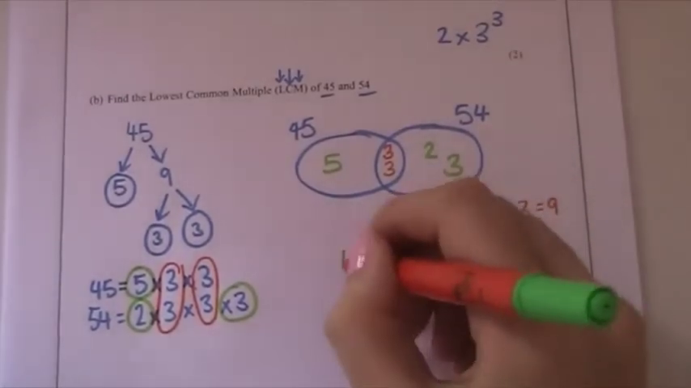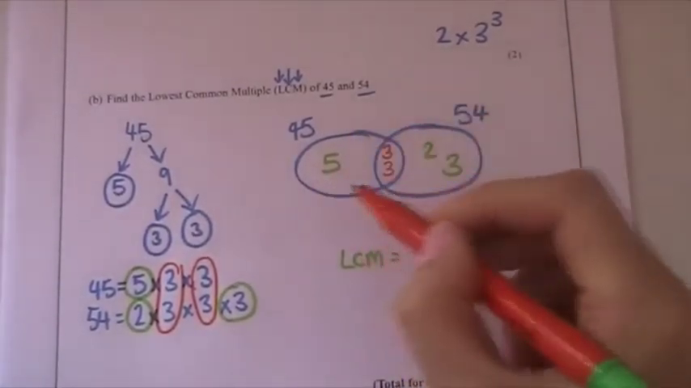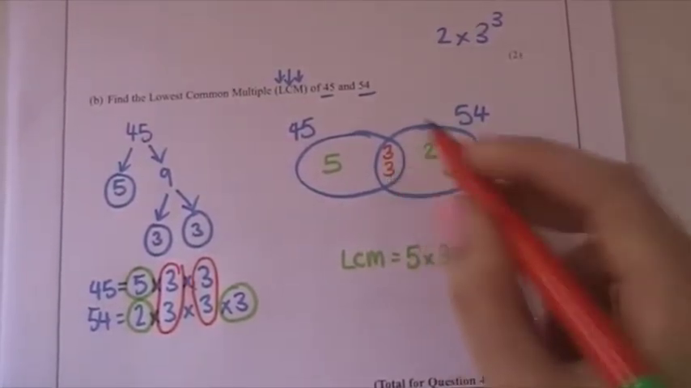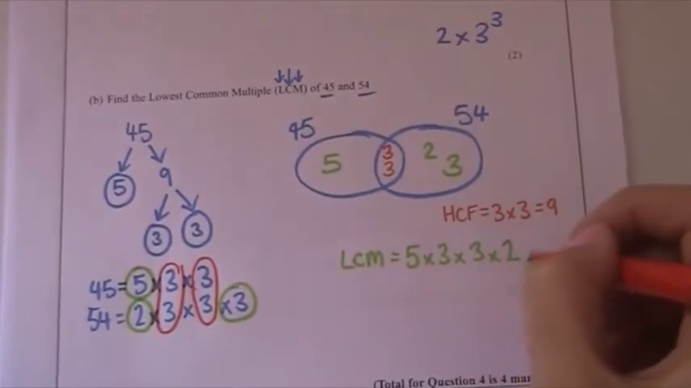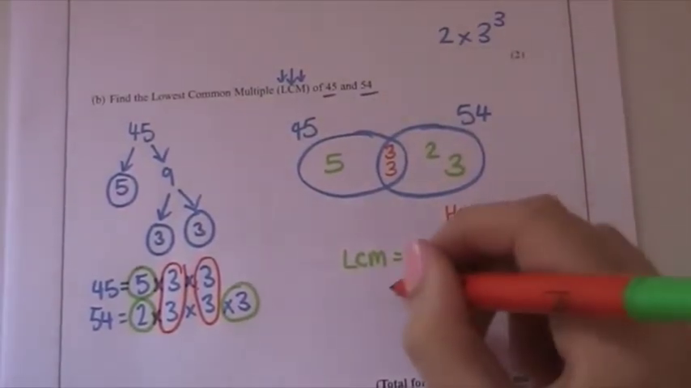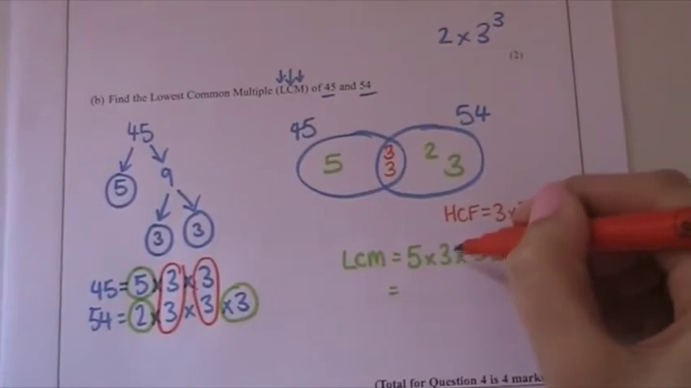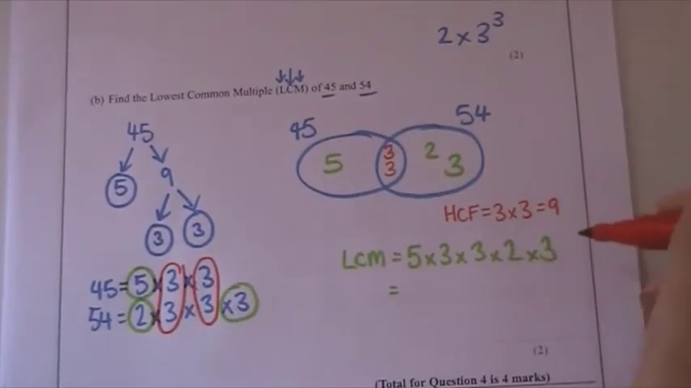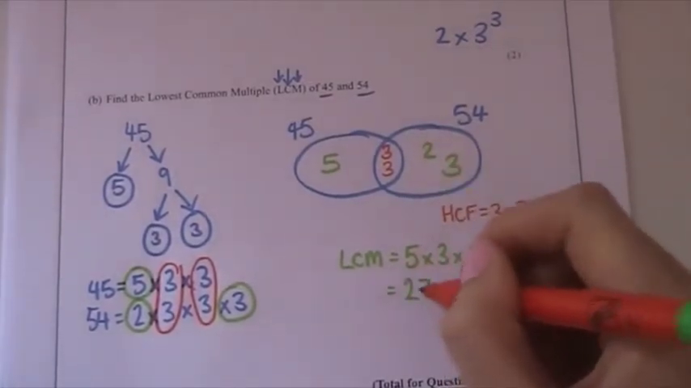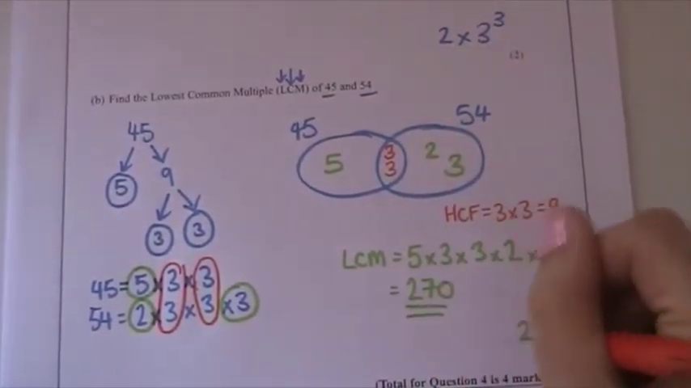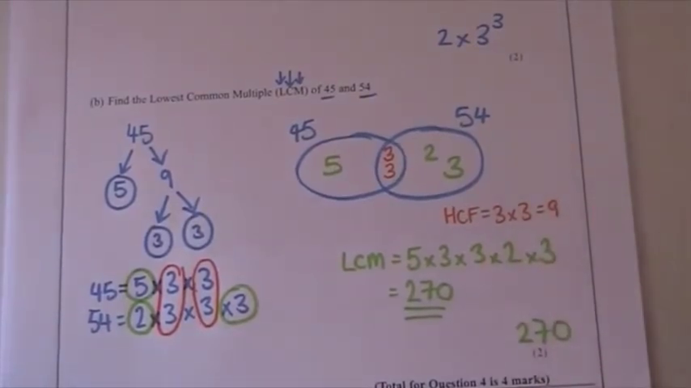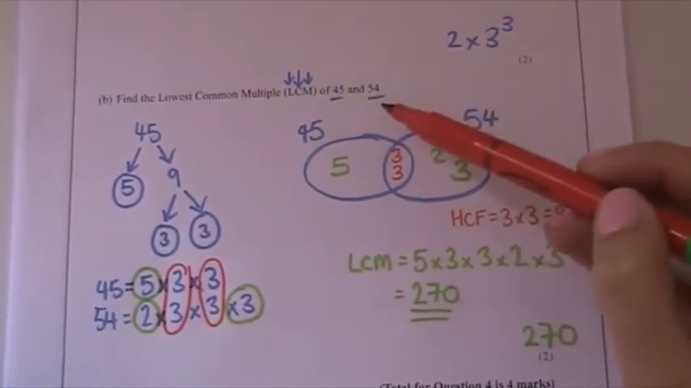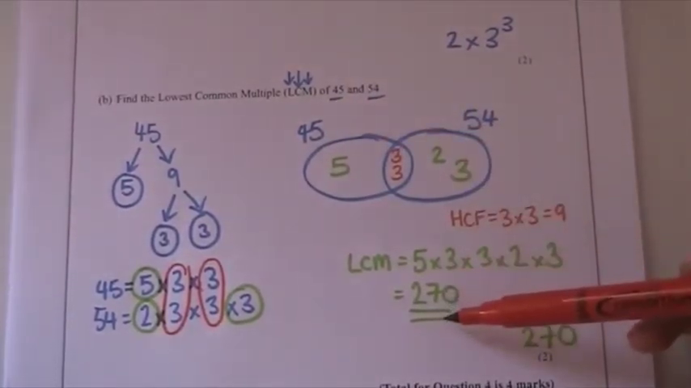So to find the lowest common multiple, we would look at all the numbers we can see in the Venn diagram and multiply them together. So 5 times by 3 times by 3 times by 2 and times by that last 3. And if we work that out, 5 times 3 is 15, times by 3 again is 45, times by 2 gives me 90, and if I times 90 by 3, I get 270. So my lowest common multiple is 270. If you're unsure on this method, you could always list the multiples of 45 and list the multiples of 54 until you get the lowest common multiple.